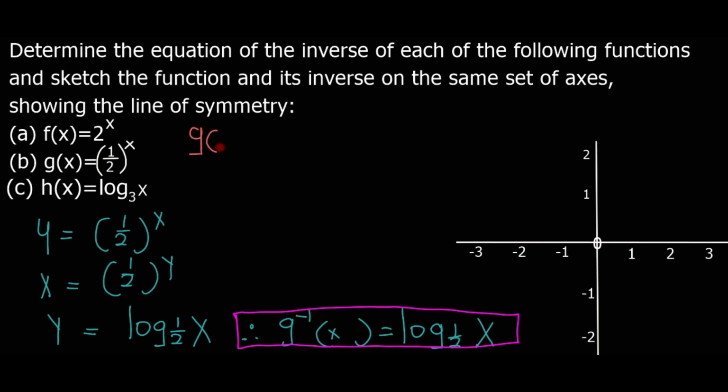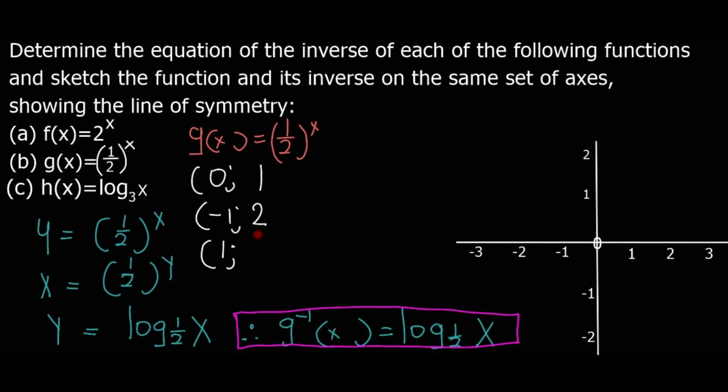We will start with g(x). So I will choose the same points. I have 0, -1 and +1. From there I will substitute 0 here, so I will get 1. When you substitute -1, I will get +2, and then when you substitute 1, I will get half. So those are the coordinates of g(x).